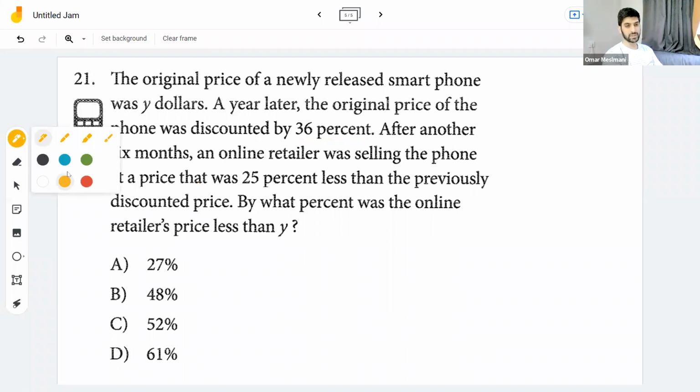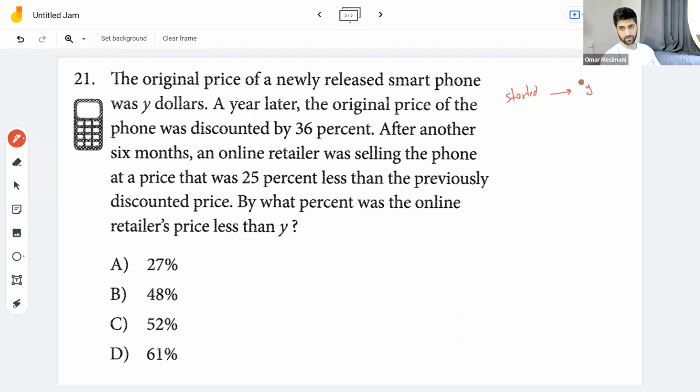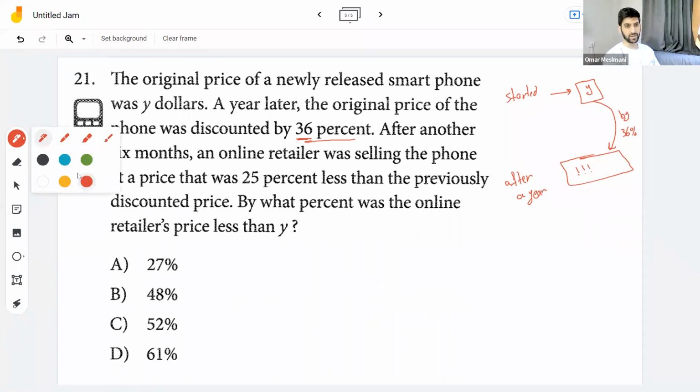So listen carefully how it's going to work. We started with $Y. Then after a year, the price is discounted by 36%. Right? We have a price here. The idea right now is, I don't know the value. This is after a year. All right, listen carefully right now.